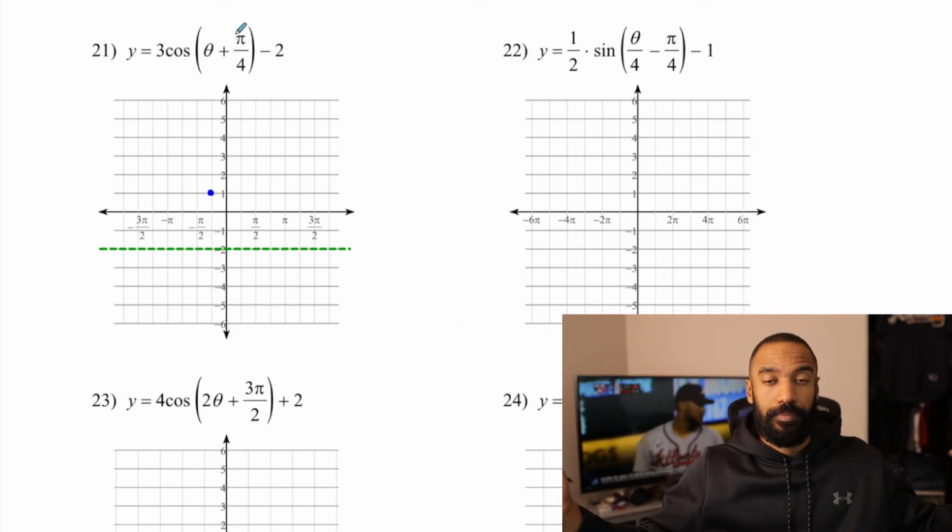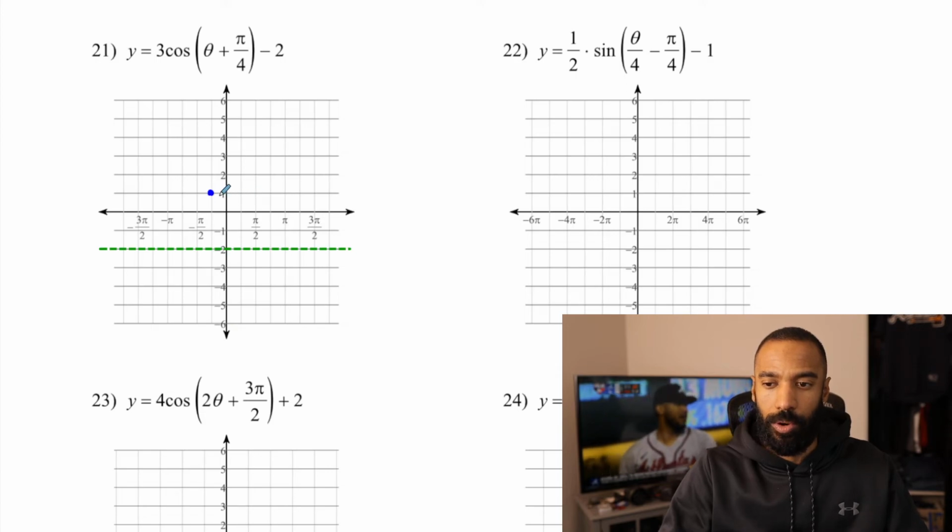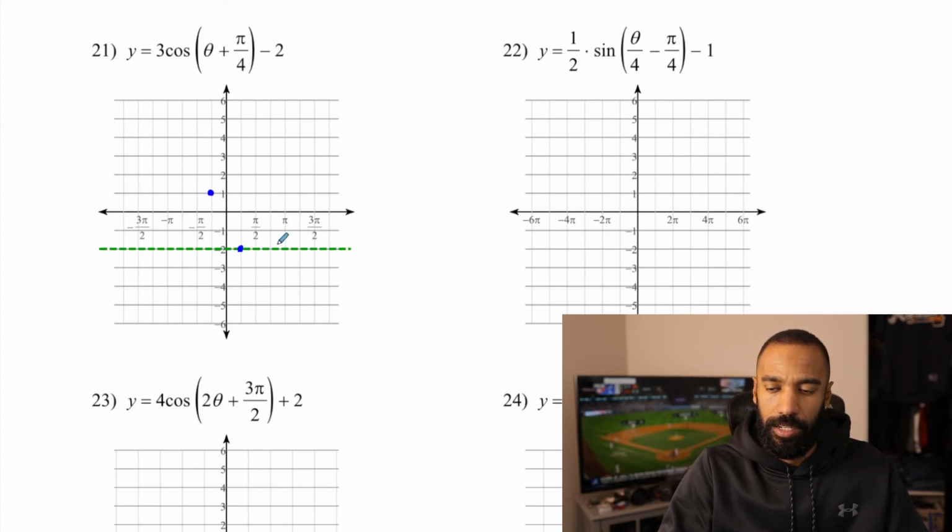Frequency is 1. So period is 2 pi. So every pi over 2 units, we're going to hit another spot, which is right here.